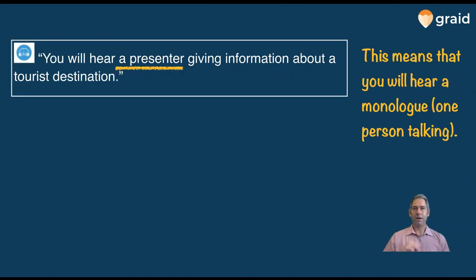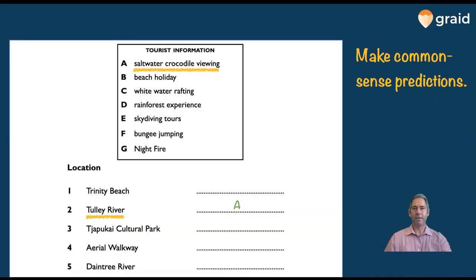Okay, we are often told about the listening that we're going to hear in the test. In this case, we are told you will hear a presenter giving information about a tourist destination. We know that there will be a presenter, so this means it will be a monologue, so just one person talking in this case. I know you don't get a lot of time in the test, but one thing you should absolutely try to do is make as many predictions as possible.